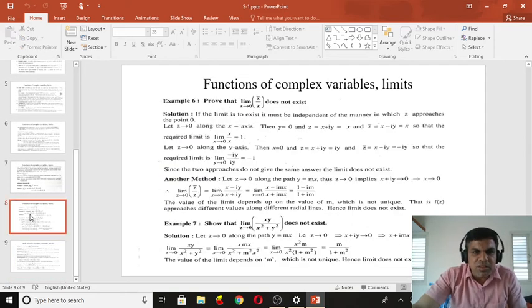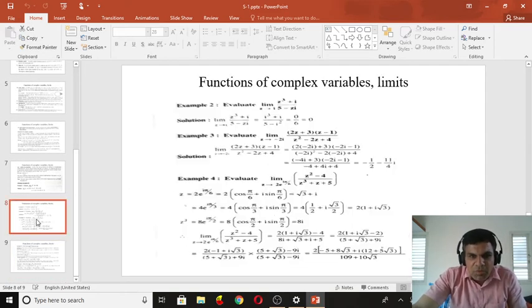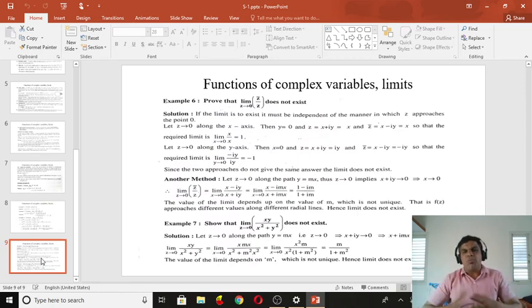Now we come to the functions of a complex variable in limiting form. We know that in the real case, a limit point may exist or may not exist, and in the same way we have the right hand limit and left hand limit. In the same way, in the complex form, the limit point might not exist. Prove that the limit as z tends to 0 of conjugate of z divided by z does not exist.